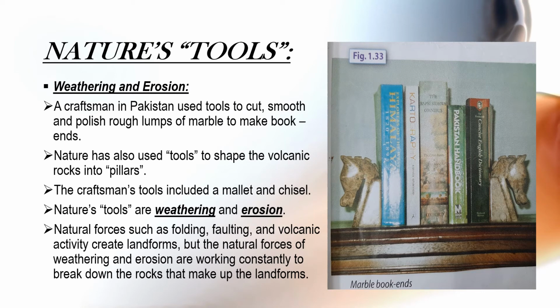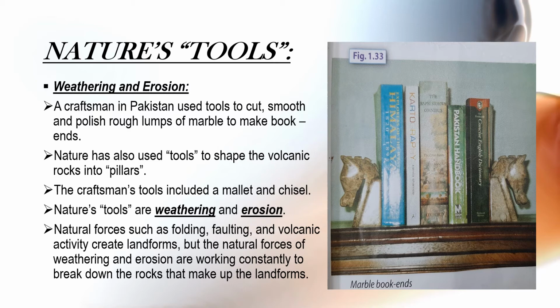Next heading is Nature's Tools, Weathering and Erosion. It states that there are tools that are made up of natural things and can be very beneficial when they are worked on, that is, when cut, smooth and polished. In olden times, natural tools were used to shape the volcanic rocks, and they were used to convert them into pillars. They were used to make marble ends for the bookshelf, as it is shown in figure 1.33 that you can see on your screens.